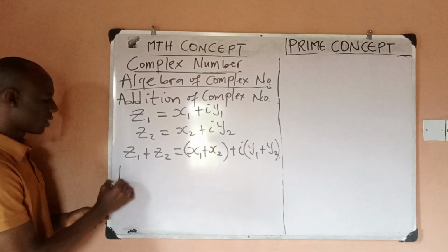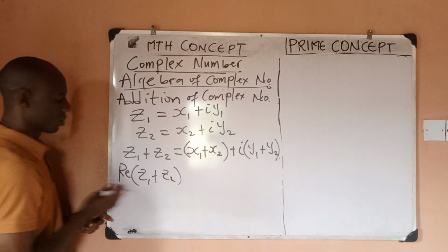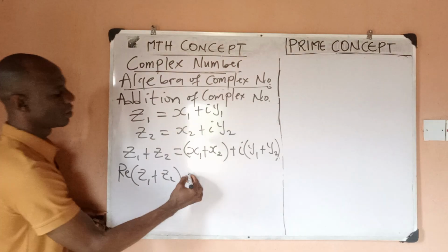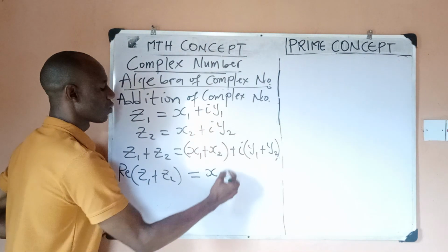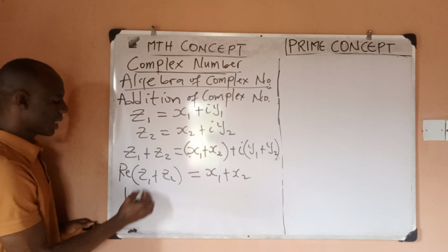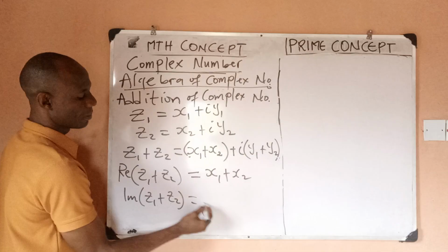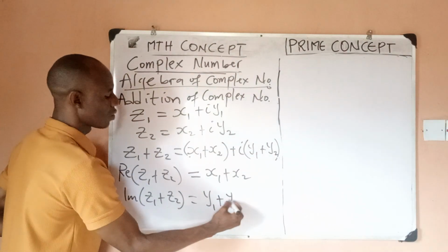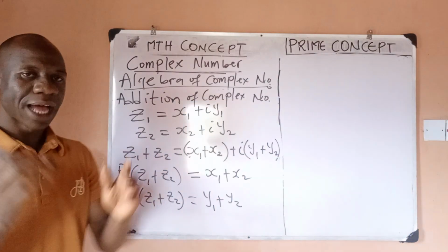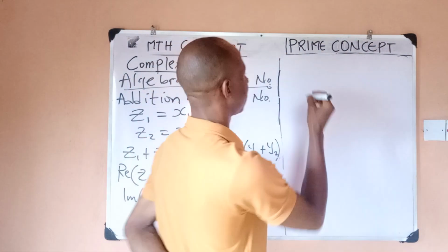So if I ask you what is the real part of z1 plus z2, an exam can ask you this. The real part is going to be what? x1 plus x2, which is this. What is the imaginary part of z1 plus z2? The imaginary part is simply going to be y1 plus what? y2. That is this part that is carrying the i. So this is how to add. Let's take a simple example, and then we look at properties of addition.